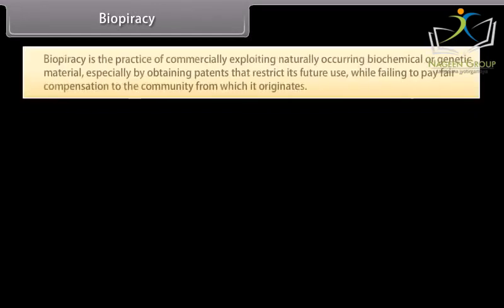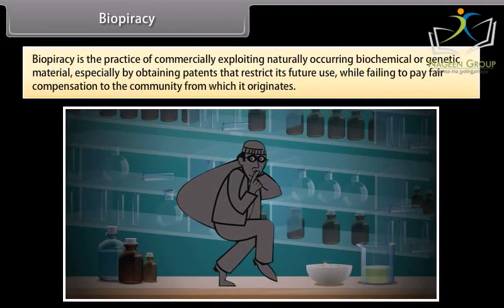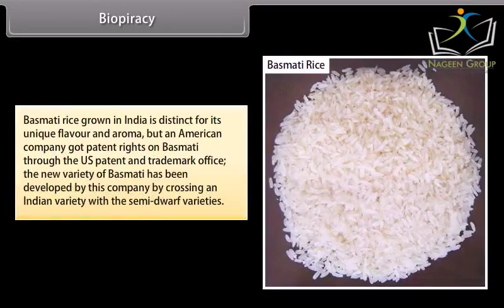Biopiracy. Biopiracy is the practice of commercially exploiting naturally occurring biochemical or genetic material, especially by obtaining patents that restrict its future use while failing to pay fair compensation to the community from which it originates. Basmati rice grown in India is distinct for its unique flavor and aroma, but an American company got patent rights on basmati through the US Patent and Trademark Office. The new variety of basmati has been developed by this company by crossing an Indian variety with the semi-dwarf varieties.